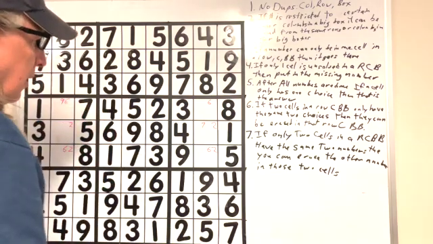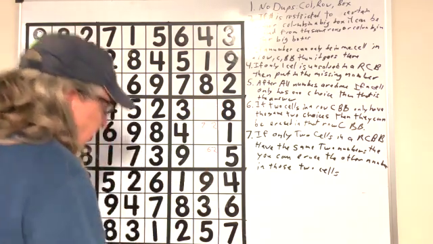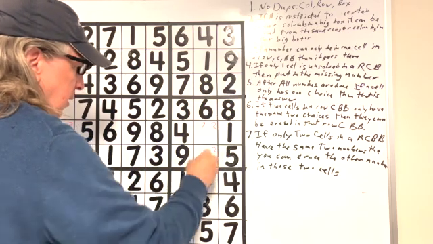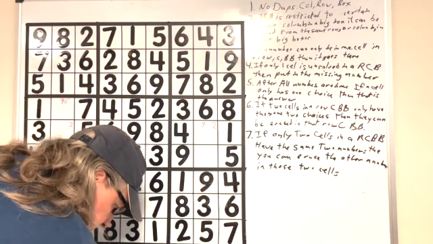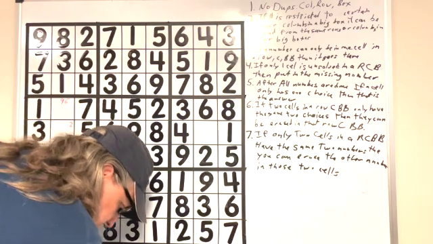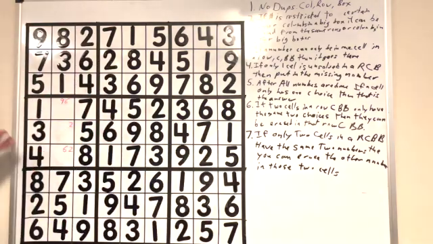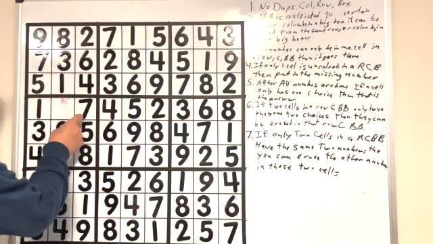Okay. So 6 is by itself there. Get rid of this 6. So 2 is by itself there. And get rid of this 2. So 7 is by itself there. Bam. This 2 is by itself. So this is a 2.